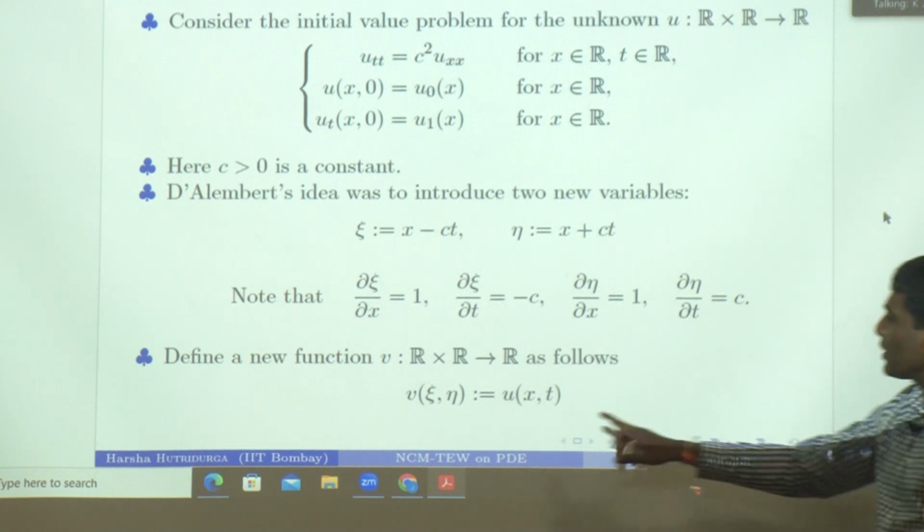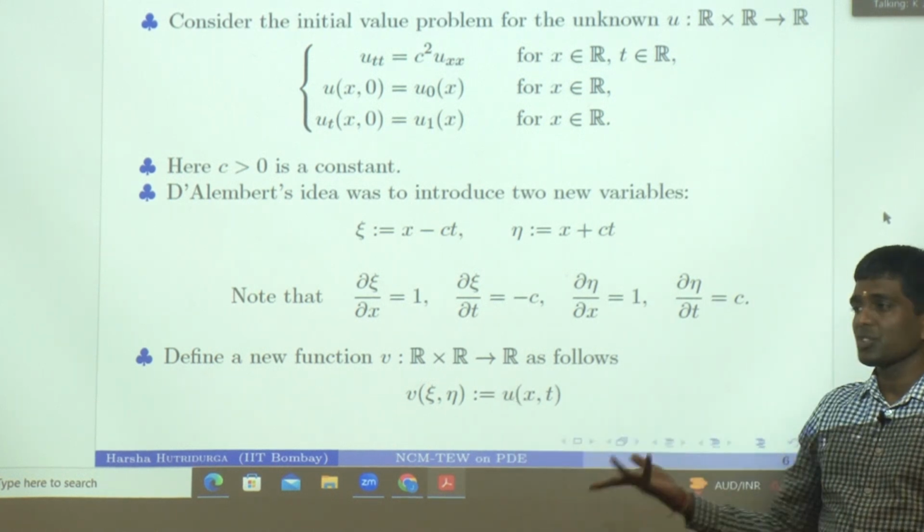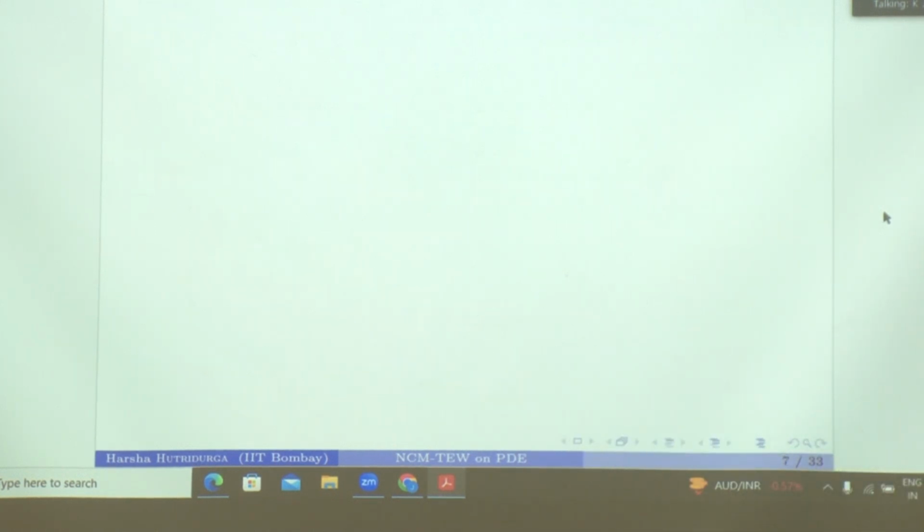Now this is very straightforward. We have to just use the fact that u solves the wave equation. So u solves the wave equation, so you need to compute the second order derivatives of u in both x and t variables, and that's what we will do.